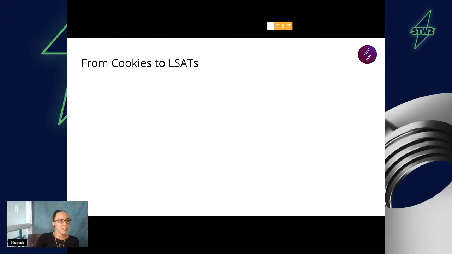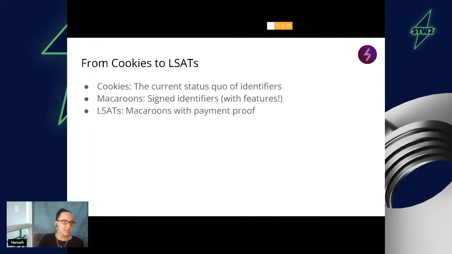All right, from cookies to LSATs. Cookies are the current status quo of identifiers. You go to some sort of service, you have to set up an account, you give them your information, or you authenticate via Google or Facebook or some other one of those. And then you get a little cookie, which is some data you put on your device, and then that authenticates you. But we're going to take that and say, that's pretty basic. Maybe we can expand upon that and make it much cooler.